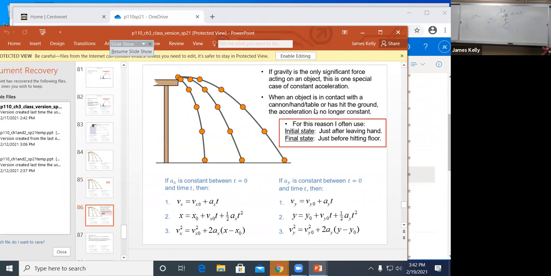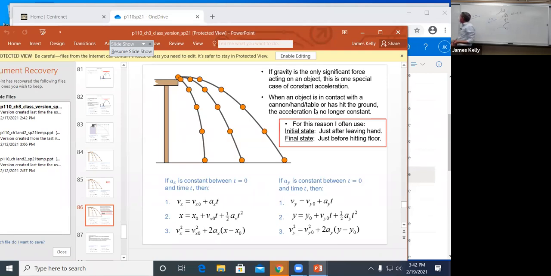If gravity is the only significant force acting on the object while it's falling through the air, and air resistance is negligible, then that's a case of constant acceleration. We mean a constant acceleration vector. It's 9.8 in that direction, which means if plus y is up, ay is minus 9.8. If x is horizontal, ax is 0, right?